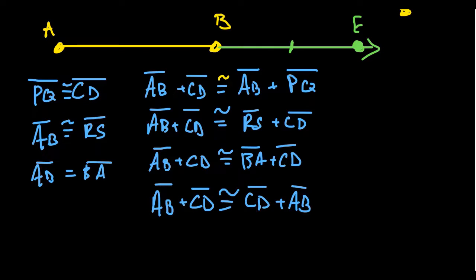And so this operation of addition is well-defined with respect to segment congruence. And with respect to segment congruence, it's going to be commutative. The order of the segments doesn't matter for the congruence class. It does matter for the set itself, but when we talk about things like the triangle inequality, it's the congruence class that matters, not the actual set.